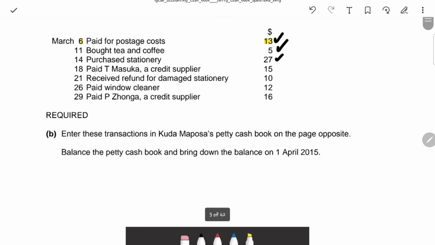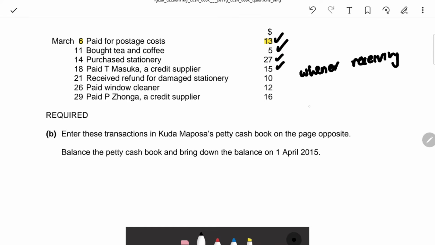Okay, the next one, let's have a look at this. It is telling us we have received a refund for damaged stationery. Now, whenever we are receiving, basically the business is getting the money. Okay, so in this case, it's not an expense. If you think about it, it's not an expense because I'm not spending anything.